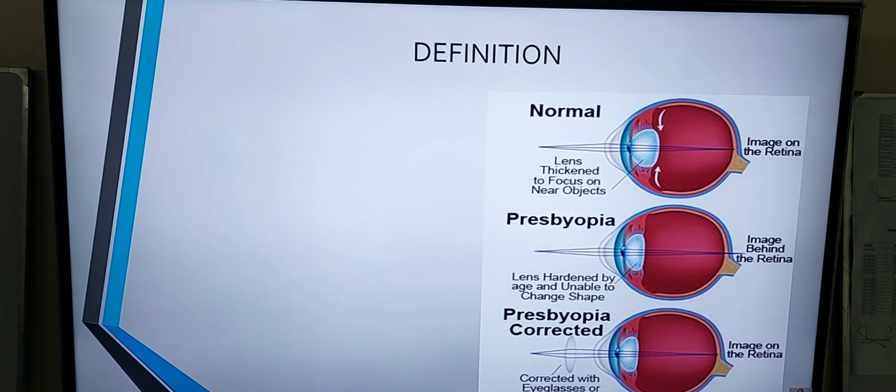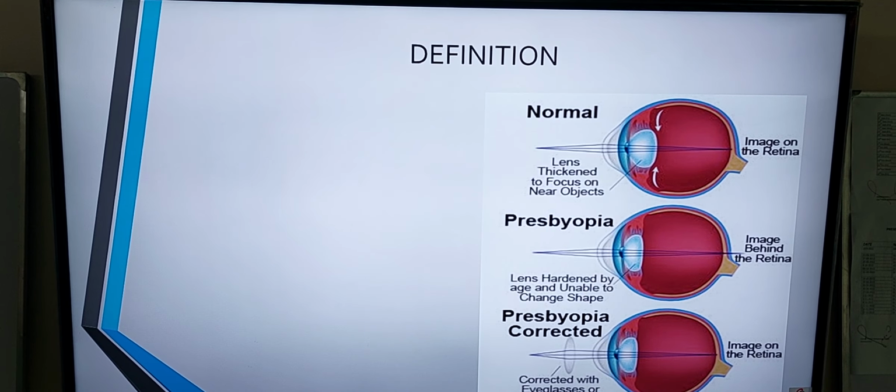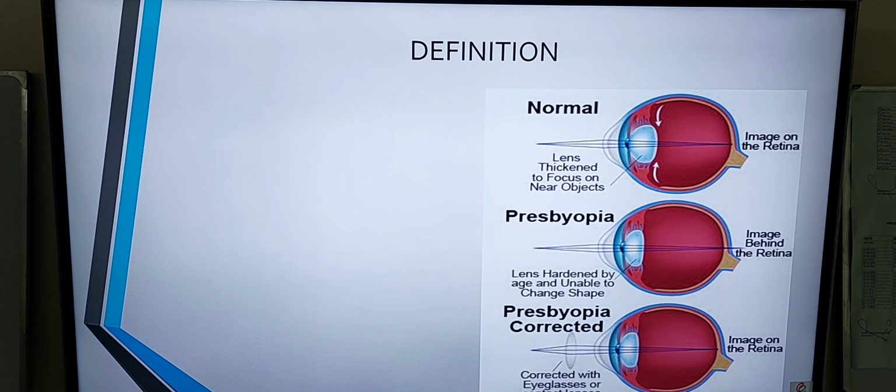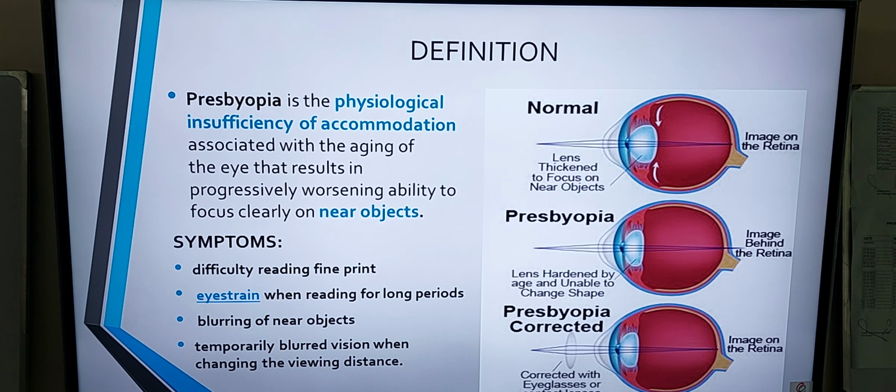Okay, so for starting, if anyone can tell what is presbyopia. Good. So, presbyopia is the physiological insufficiency of accommodation associated with the aging of the eye that results in progressively worsening ability to focus clearly on near objects. So, the thing to notice is that it is not a pathological disease, it is a physiological phenomenon occurring with the aging of the eyeball, and there is insufficiency of the accommodation by which the person cannot focus on the near objects clearly.